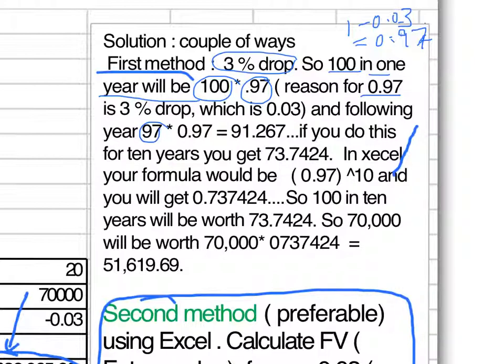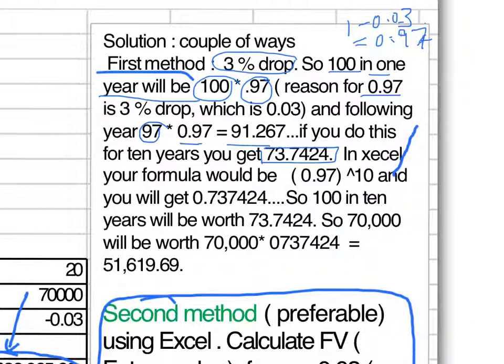Now, if I wanted to go to the next year, I will again multiply it by 1 minus 0.03, which is still 0.97. So I multiply by 0.97, and I'll get that. If I continue to do that 10 times, I will get this number, which is what I've shown you using the Excel, right?